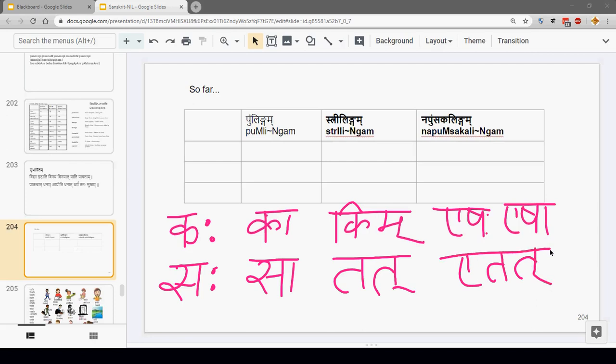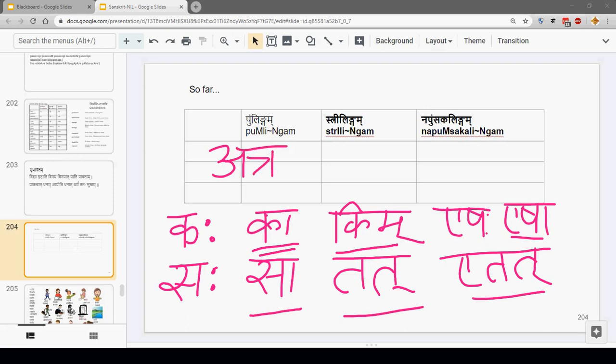So these are the words you have studied, so we can start forming simple sentences. Kaha balakaha, kaha karadipaha, ka petika. If it is a strilinga word or the feminine word, we can use ka, or sa, esha. And if it is a neuter word, we can use kim, tat, etat. Additionally, we also saw atra, tatra. Atra means here. Tatra, there. Kutra, where. We studied this.